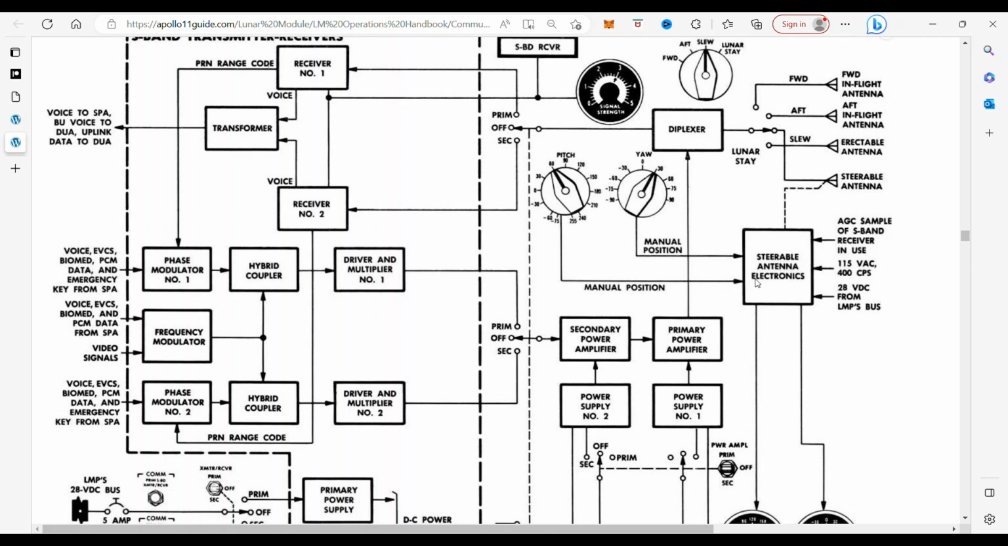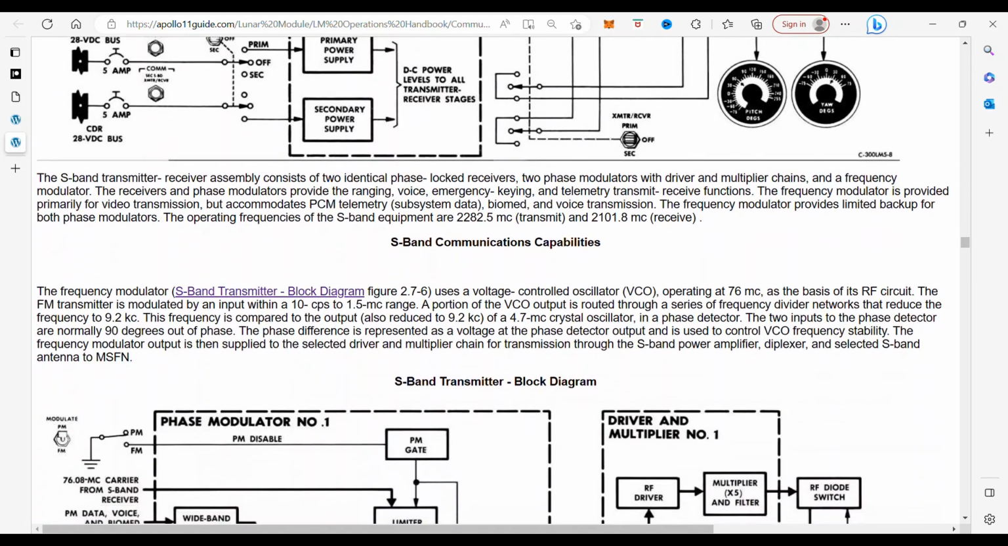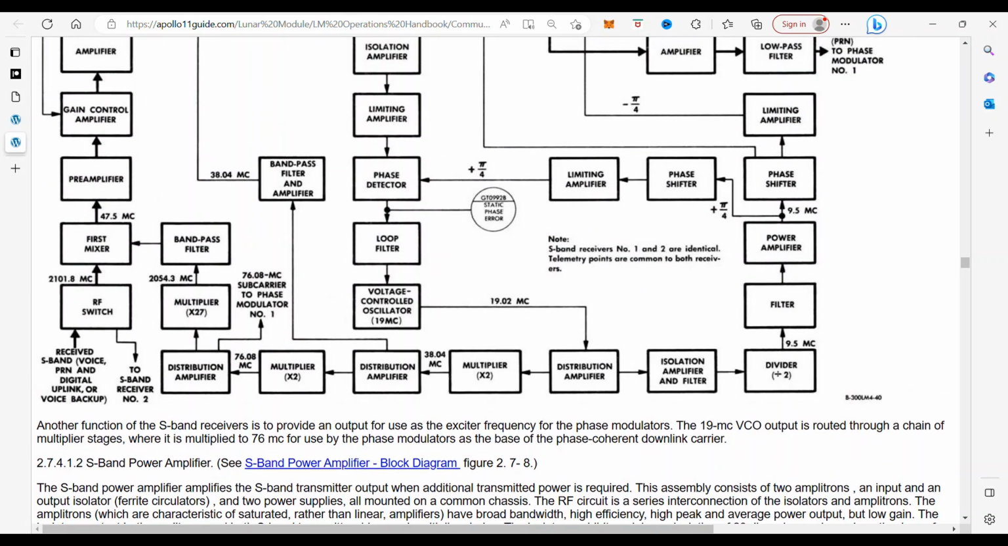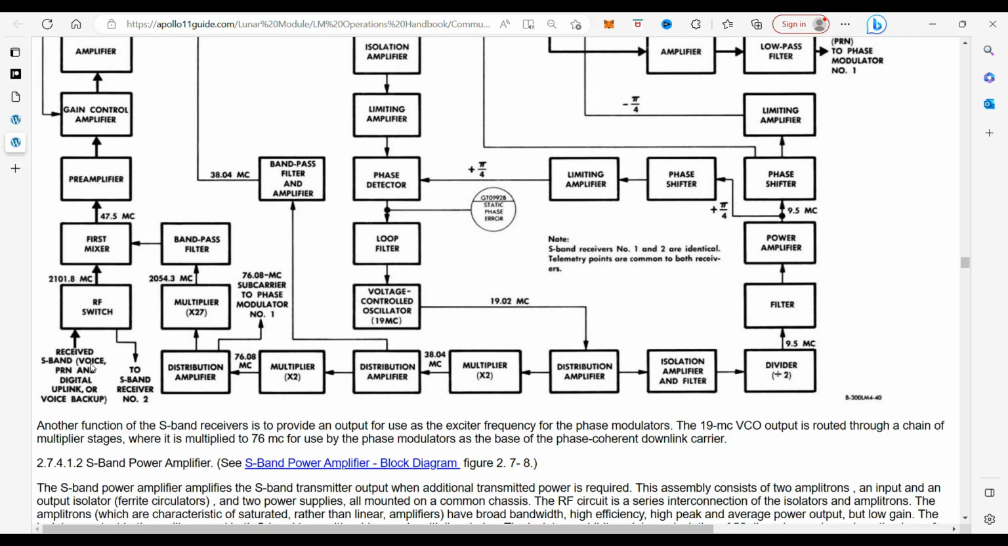So we've got the steerable antenna and it's got the correct frequency. Now we need to get that over here to this receiver's right on this side for the S-band transmitter. So if we look down here at this mess, we see that this is the S-band, received S-band voice, PNR, and digital uplink or voice backup. It comes into the RF switch, and it all up here did all that steering with all the bypass.